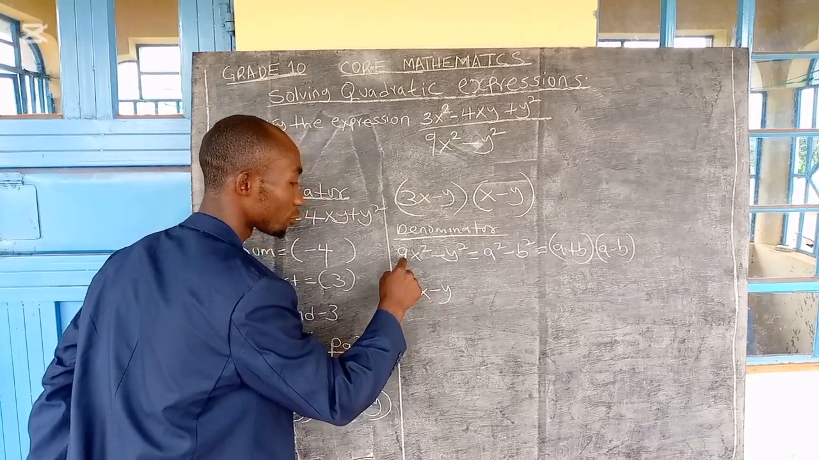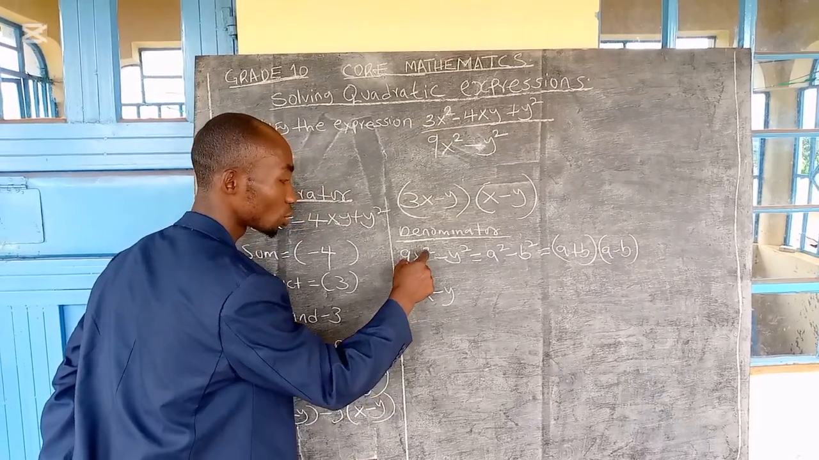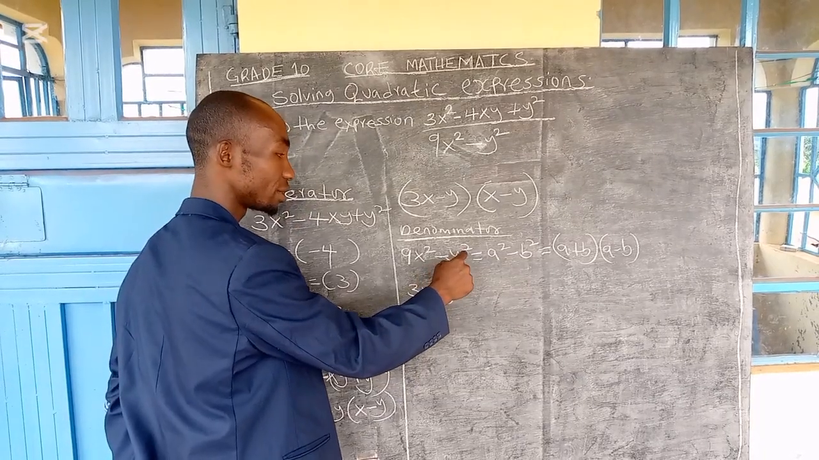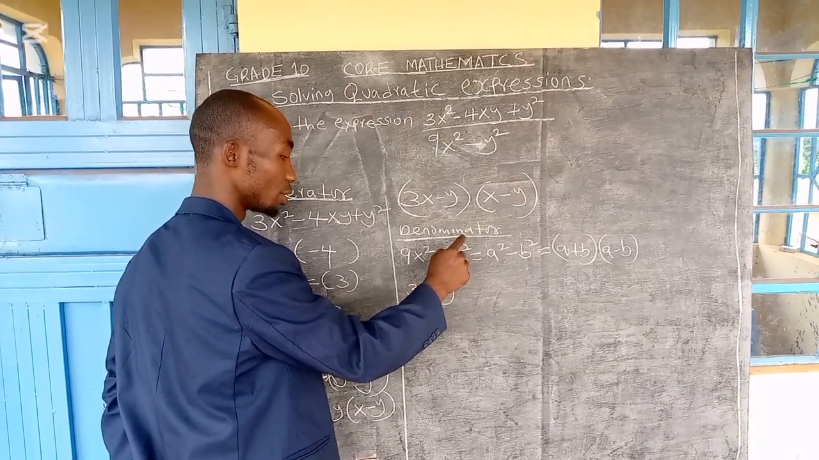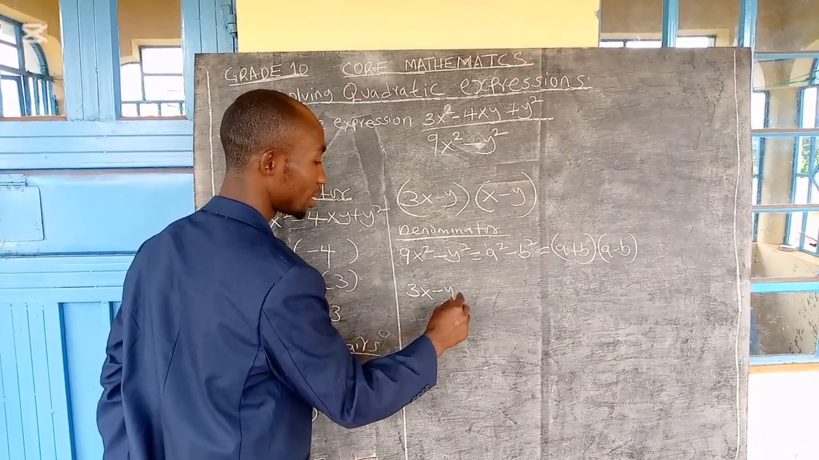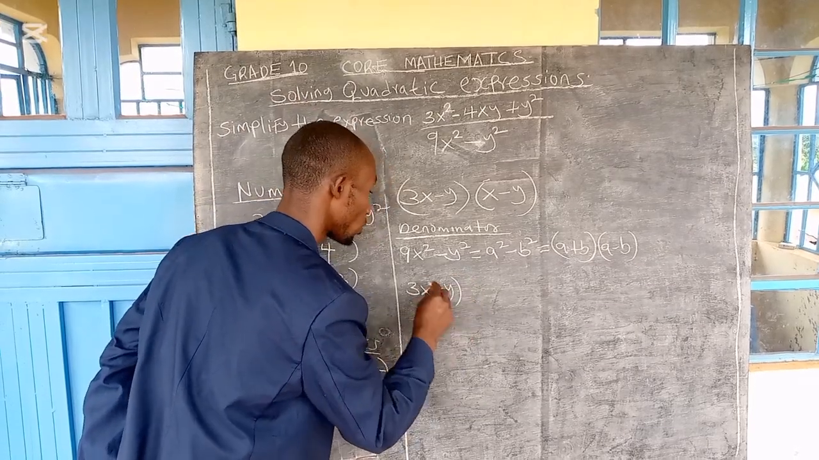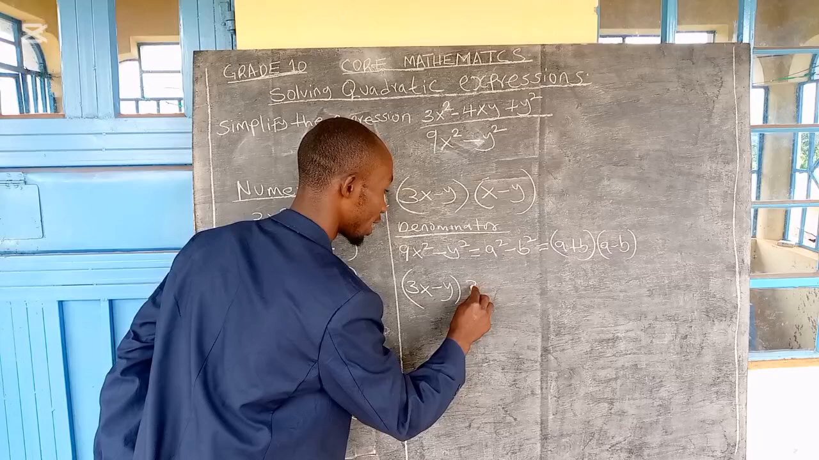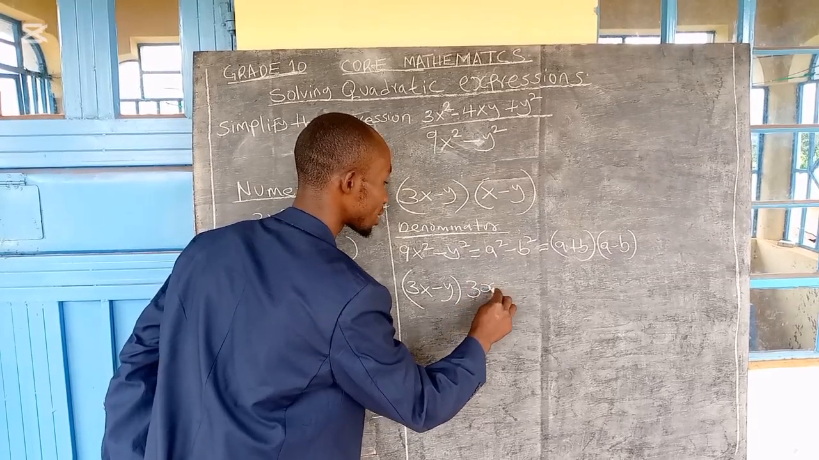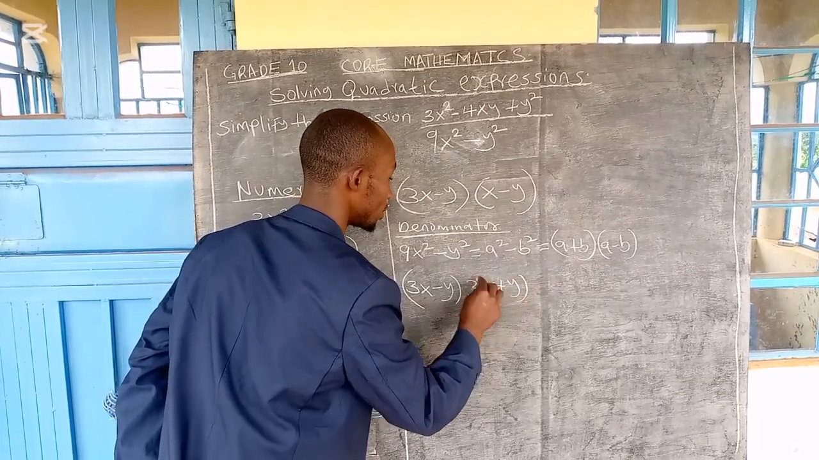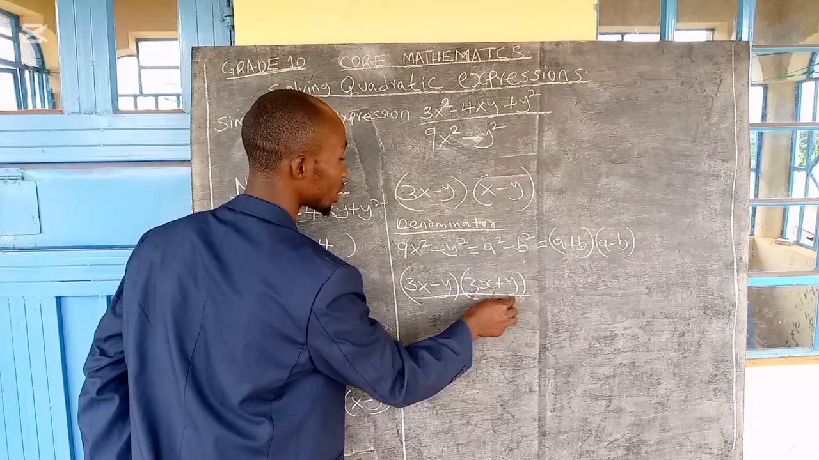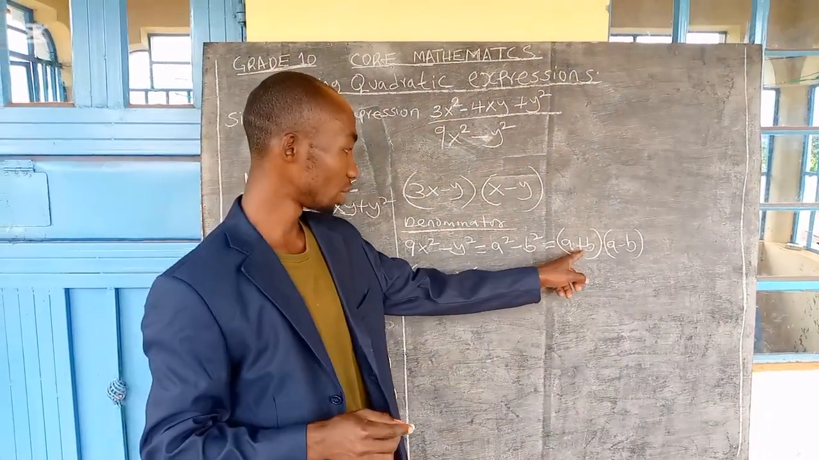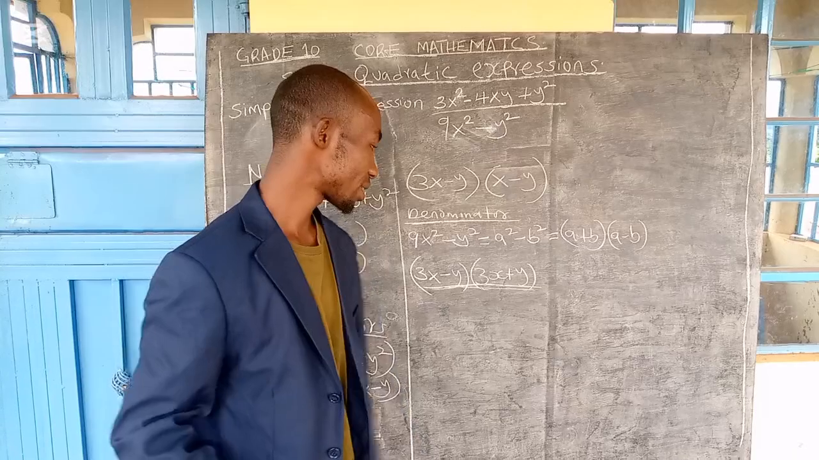So the square root of 9 is 3. The square root of x squared is x. The square root of y squared is y. So we have 3x minus y and 3x plus y. This is what we have in the denominator, expressed in terms of a minus b, a plus b.